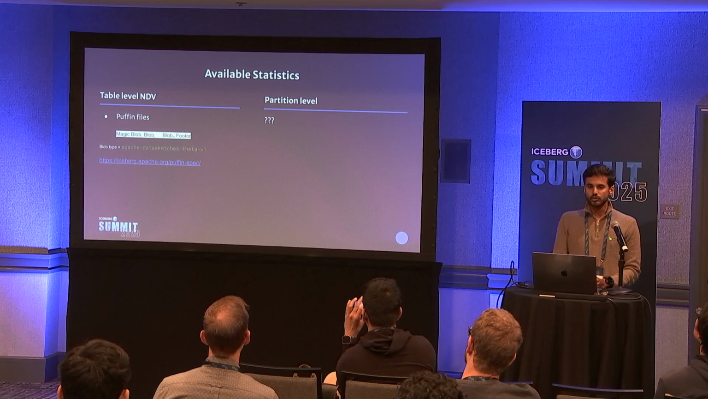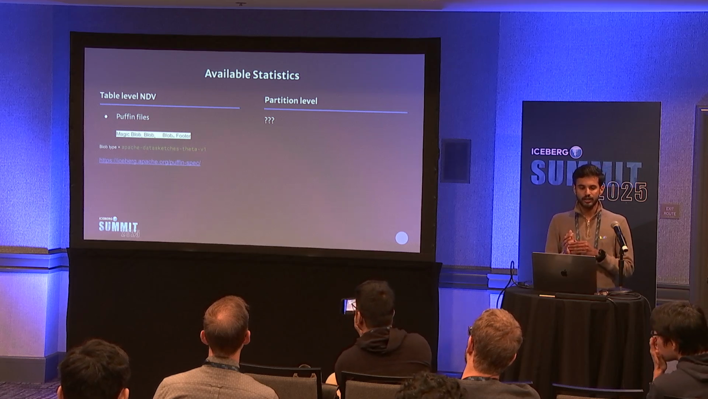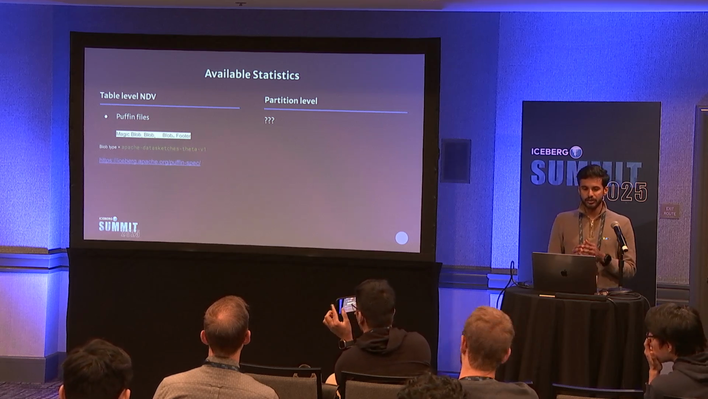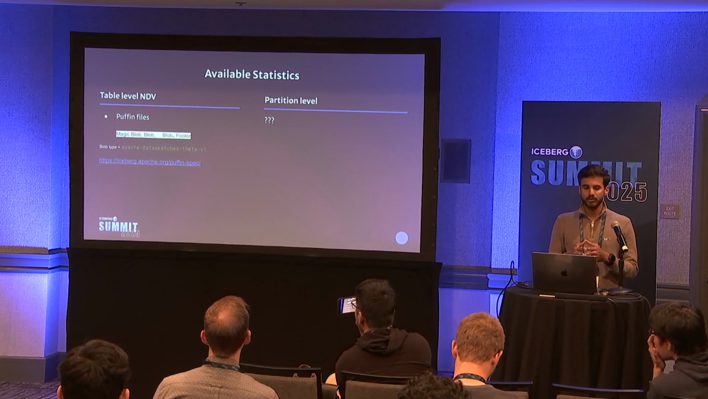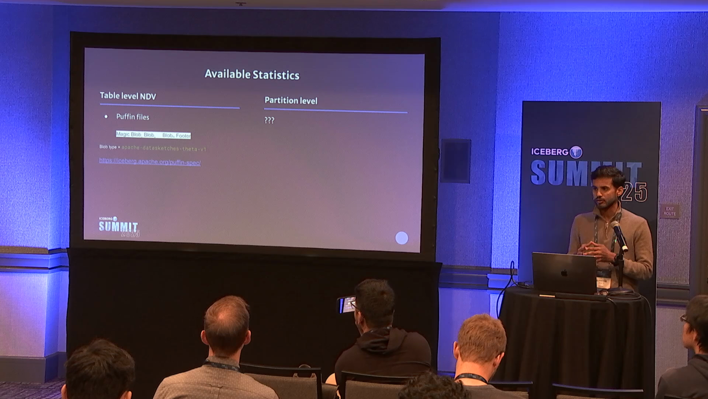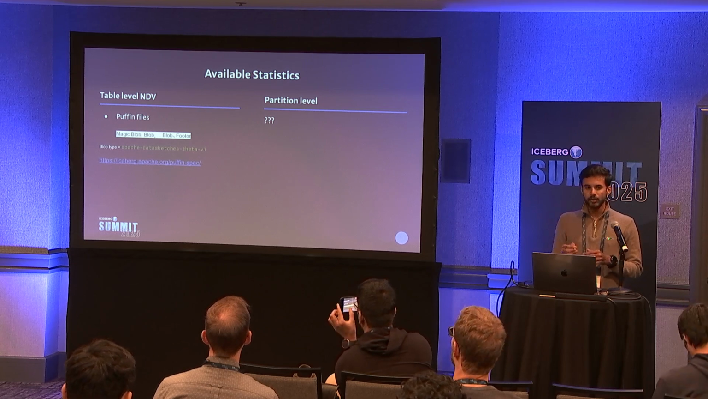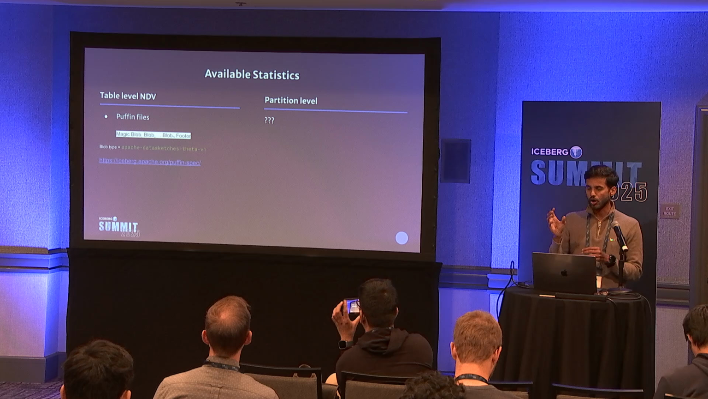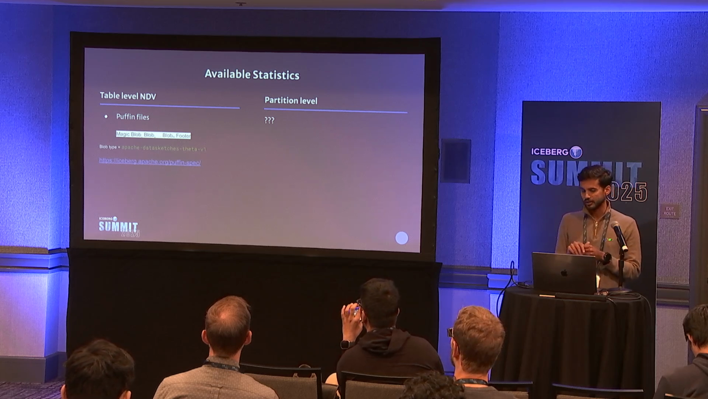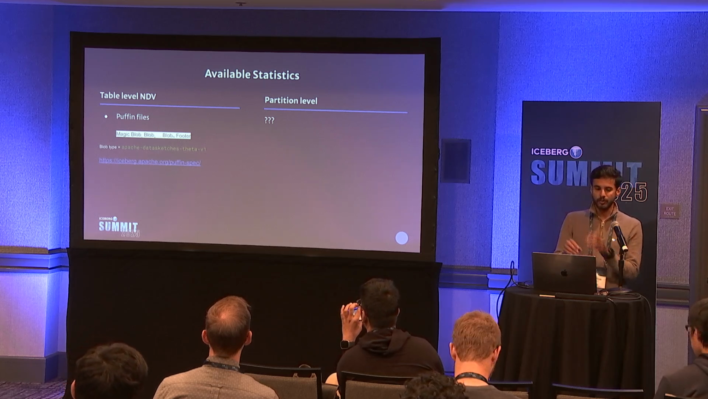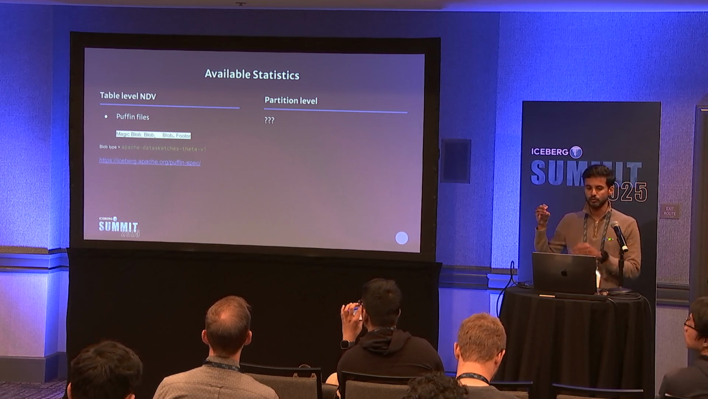And then we also have a table-level NDV, which was recently introduced as a Puffin file. Iceberg stores it as a Puffin file. It's an Iceberg-specific format, because we just want to store the blobs. Storing them in something like Parquet is not efficient, so we have our own format. It's a magic blob with a footer.